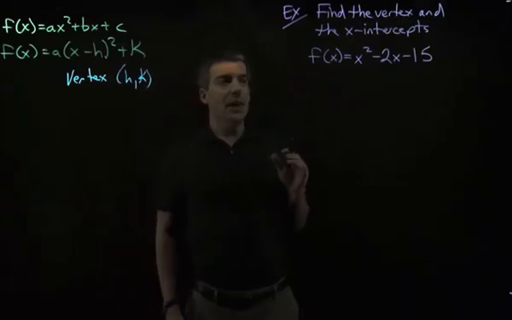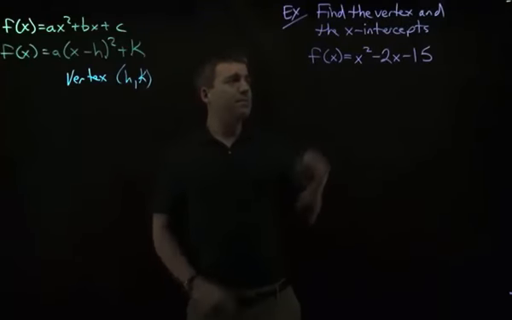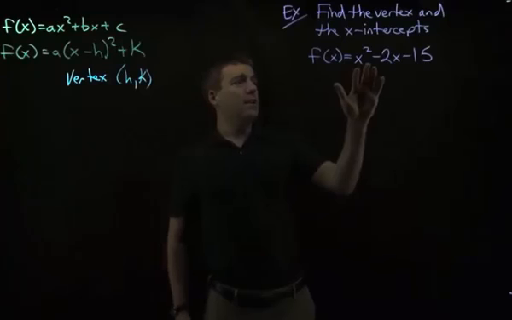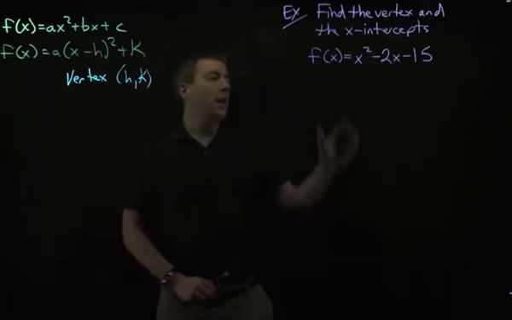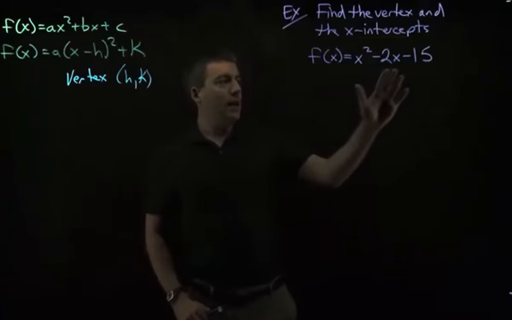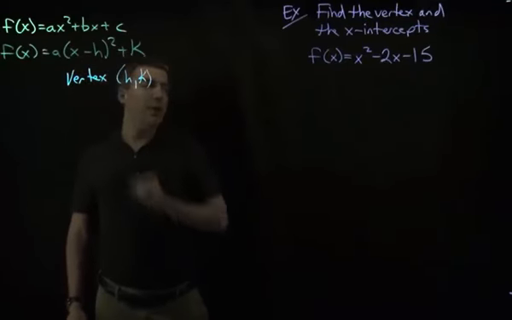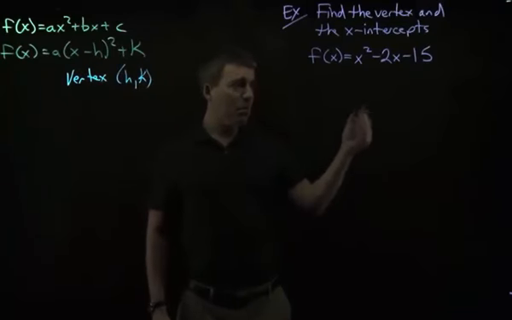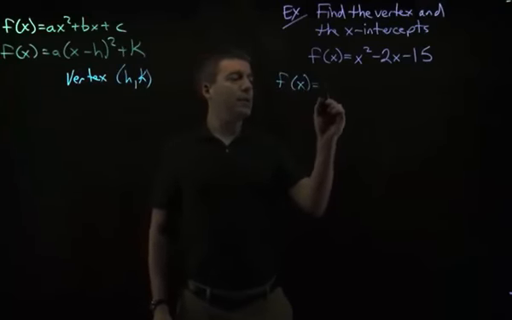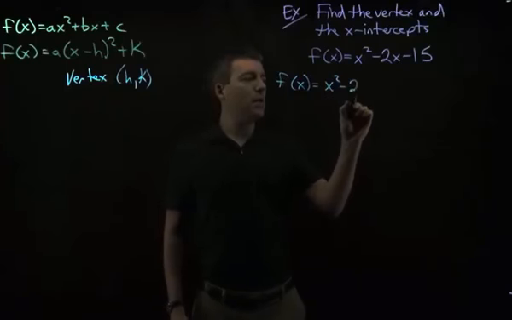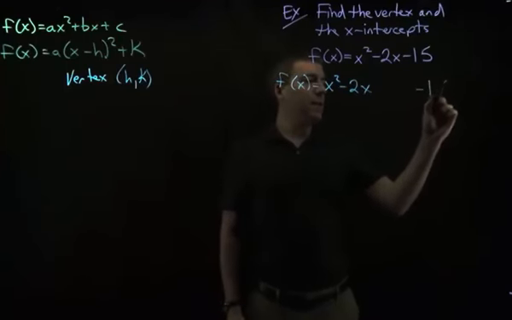Find the vertex and the x-intercepts for this quadratic function, x squared minus 2x minus 15. All right, so what we want to do is take this and write it in the form a times x minus h squared plus k. So we'll complete the square on the first two terms, not the minus 15 over here.